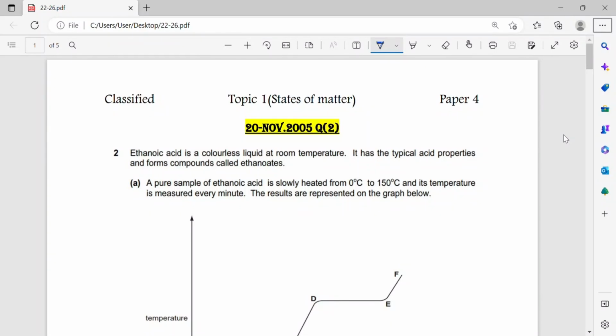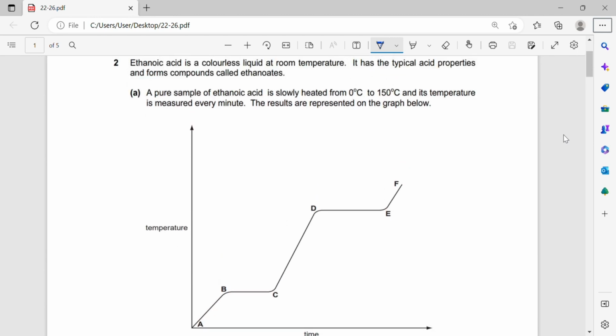Classified on topic 1, states of matter, paper 4, question number 20. Ethanoic acid is a colorless liquid at room temperature. It has the typical acid properties and forms compounds called ethanoates. A pure sample of ethanoic acid is slowly heated from 0 degrees Celsius to 150 degrees Celsius, and its temperature is measured every minute. The results are represented on the graph below.